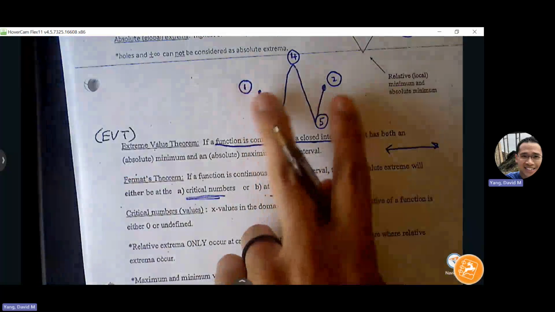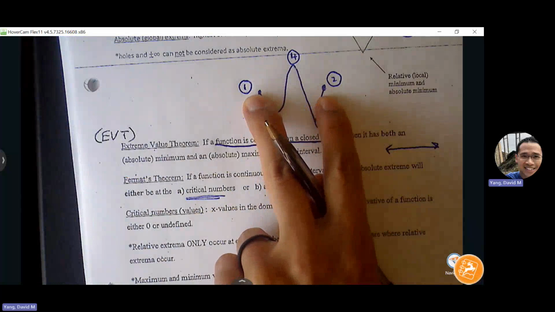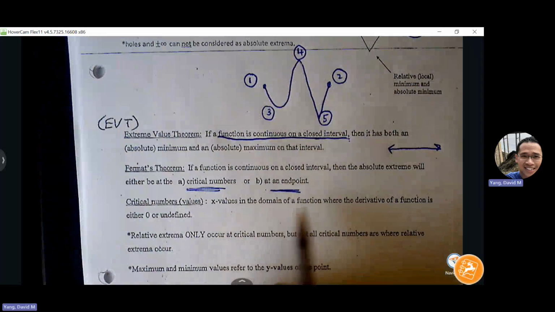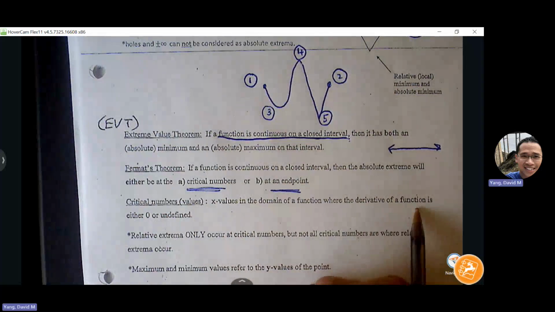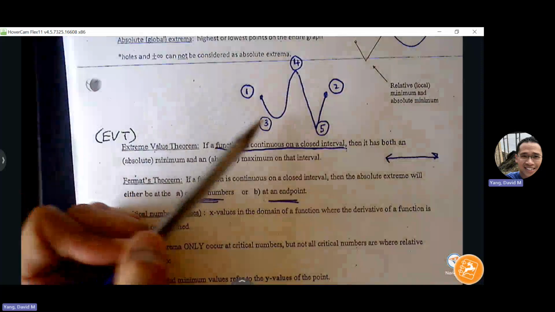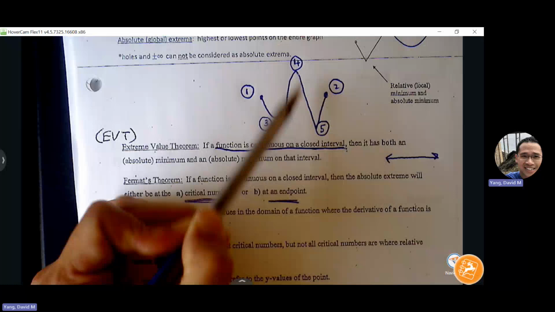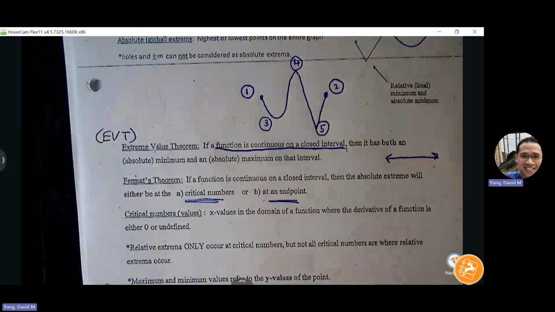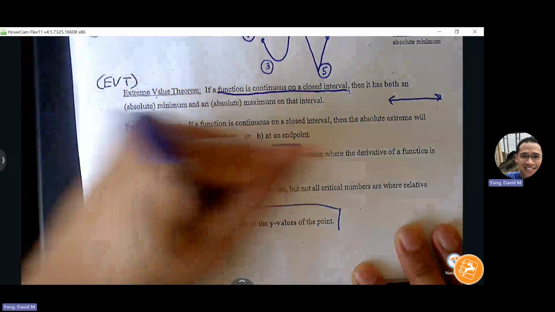So endpoints are obviously the ones that will be given to you. They're always going to be the ones that bookend your graph. And then critical points are places where the derivative of the function is either 0 or undefined. So we're going to find f prime, and from f prime, we're going to be able to locate these critical points. And then after that, we're going to insert them all into the original function and then ask the function to tell us which is the highest and which is the lowest y value. Max and min values refer to the y values on the graph.